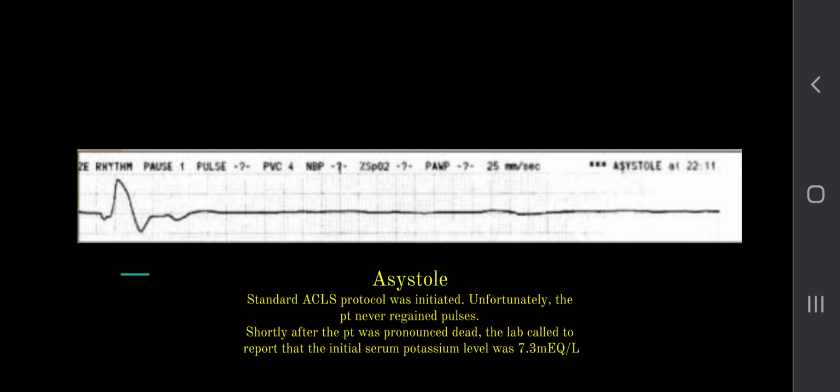That's asystole. Generally speaking, asystole is bad. Standard ACLS protocol was initiated. Unfortunately, the patient never regained pulses.